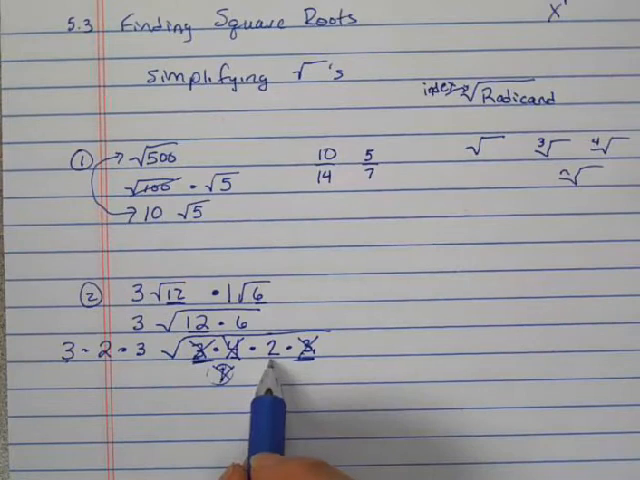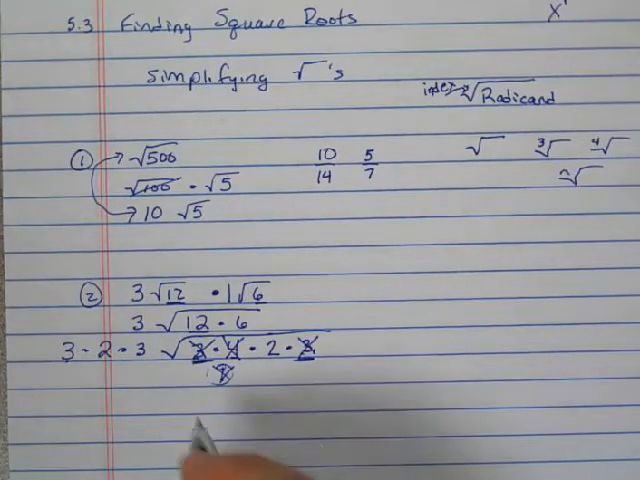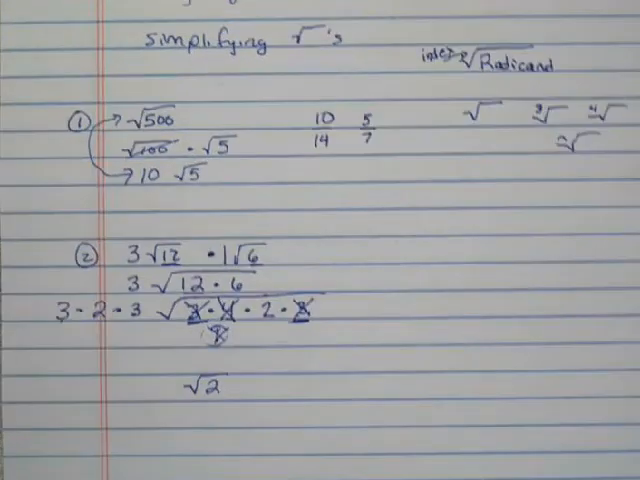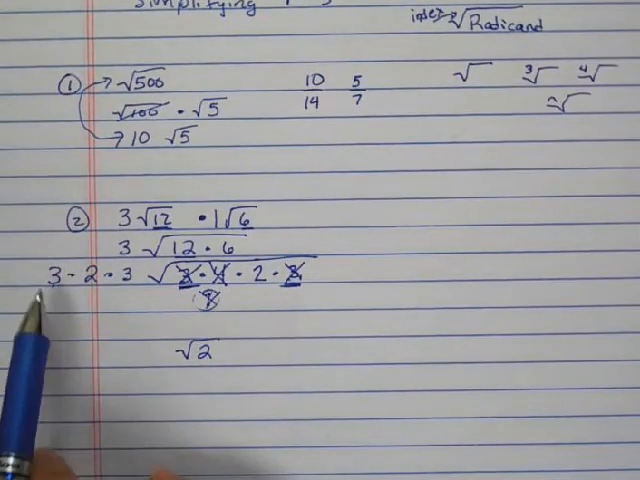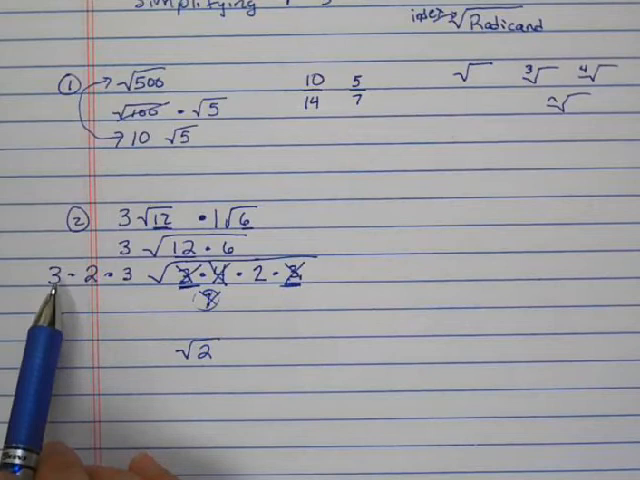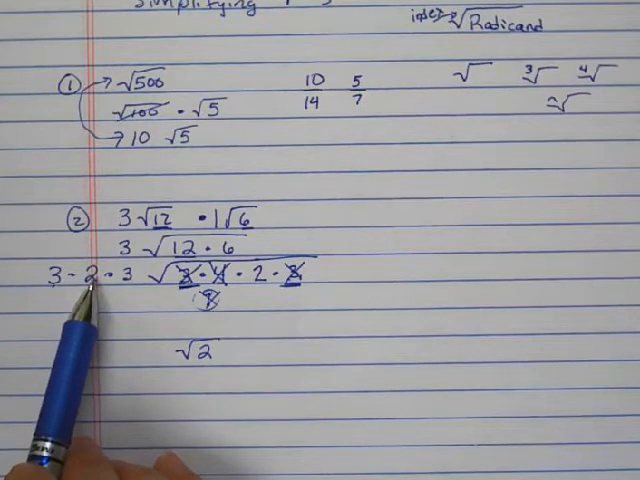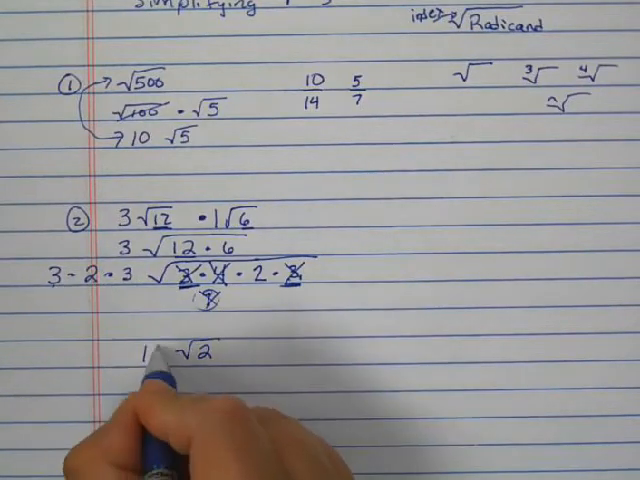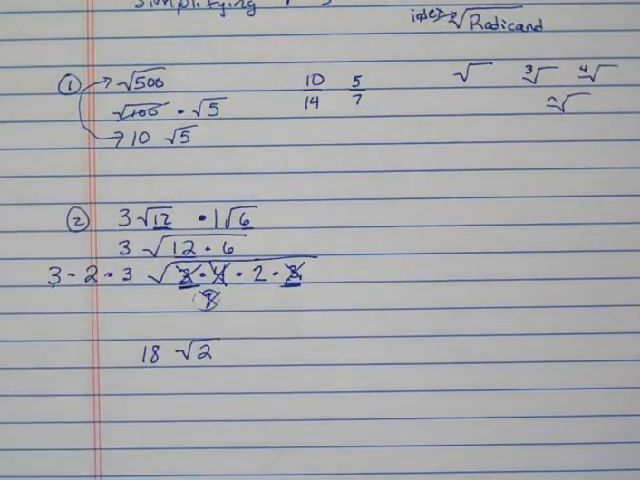Now there's nothing left on the inside. So my answer is just going to be square root of 2 on the inside. And then on the outside, I'm going to multiply the numbers that I brought out. So 3 times 2 is 6, and 6 times 3 is 18. So 3 square root of 12 times the square root of 6 is simplified as 18 square roots of 2.